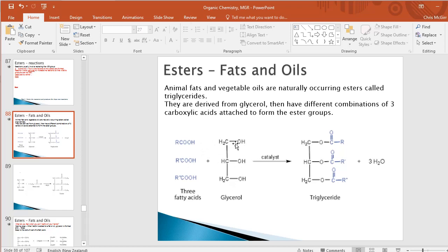So here is a molecule called glycerol. In fact, what it is, 1, 2, 3, so that's propan-1,2,3-triol. Okay, that's its technical name, but glycerol is another name for it.